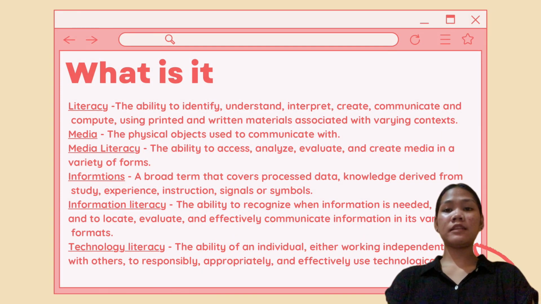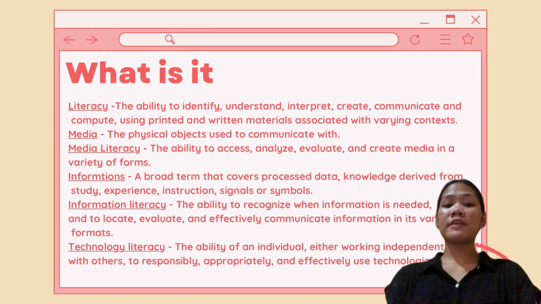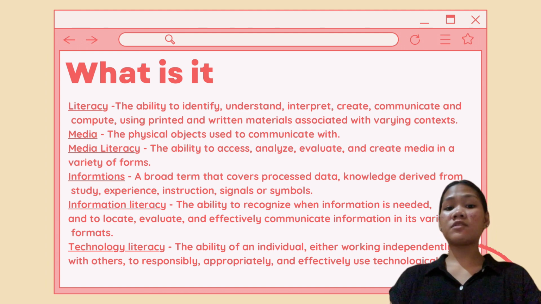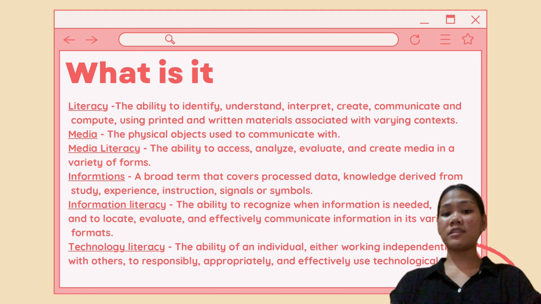Literacy. The ability to identify, understand, interpret, create, communicate, and compute using printed and written materials associated with varying contexts. Literacy involves a continuum of learning, wherein individuals are able to achieve their goals, develop their knowledge and potential, and participate fully in their community and wider society. Media. The physical objects used to communicate with, or the mass communication through physical objects such as radio, television, computers, film, etc. It also refers to any physical object used to communicate a message.